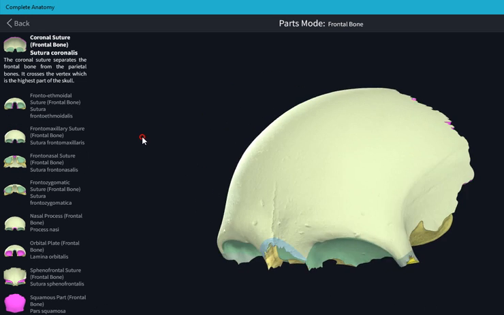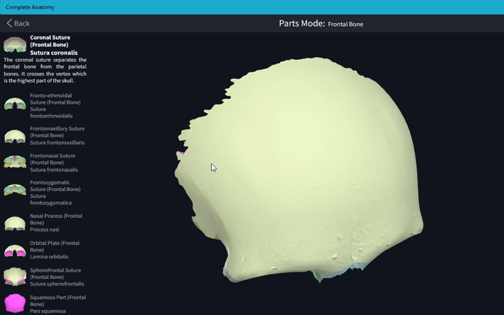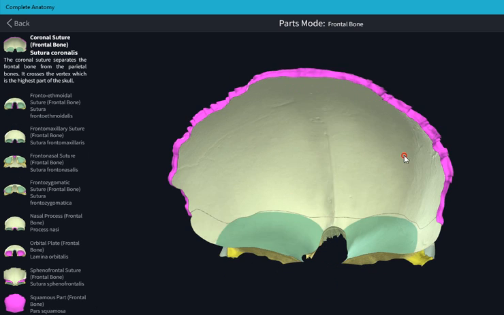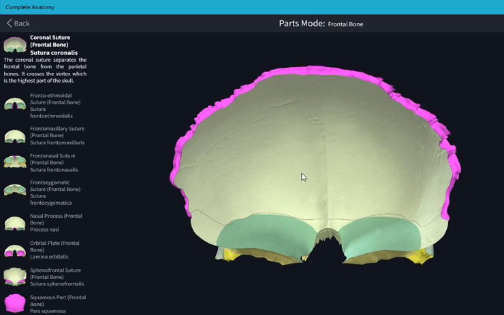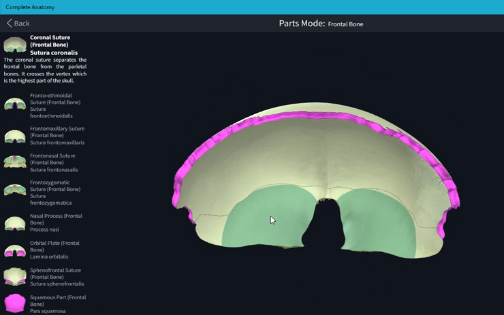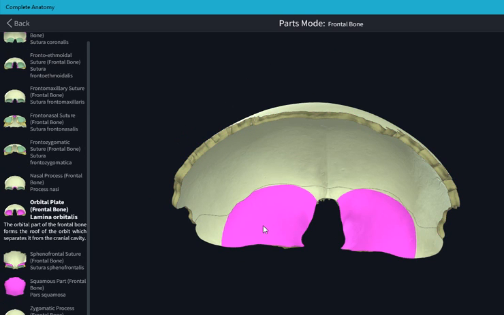So now this is the frontal bone here. You can see the squamous process here. Now you have the squamous process of the frontal bone. This portion here is the portion which is found inside the cranial fossa, and the name of this portion is the orbital plate, or the lamina orbitalis.